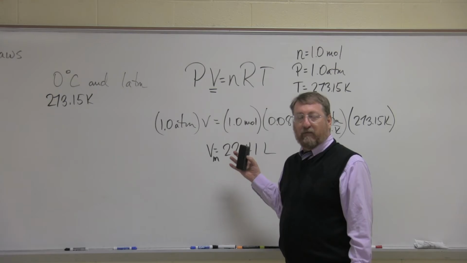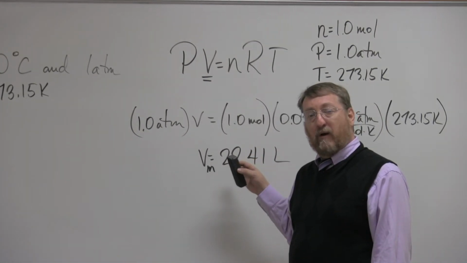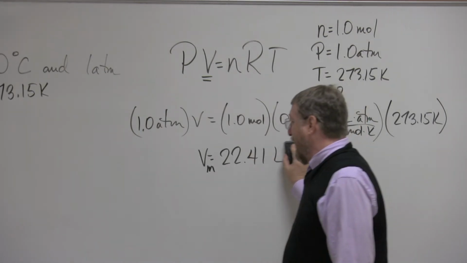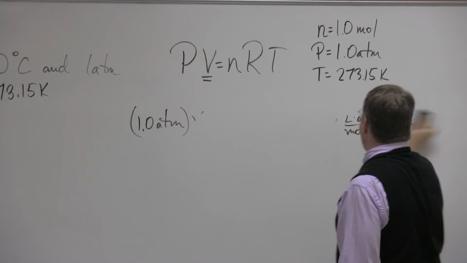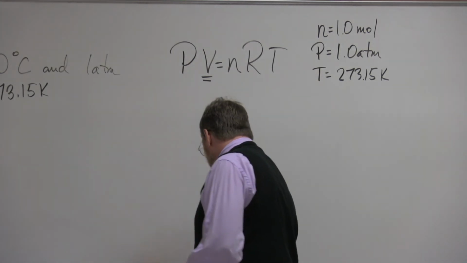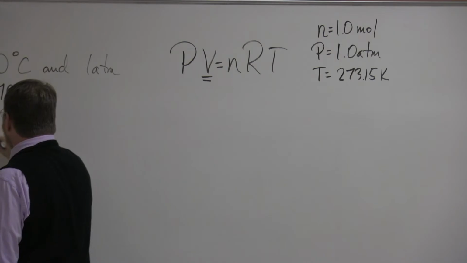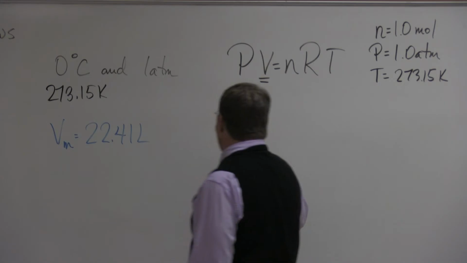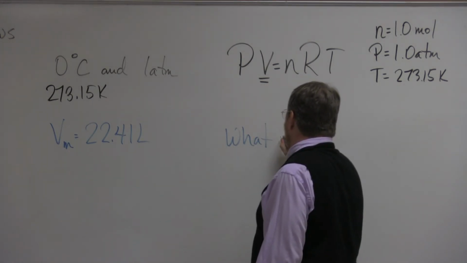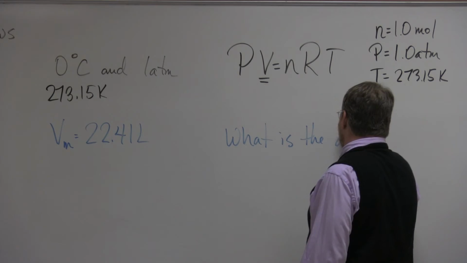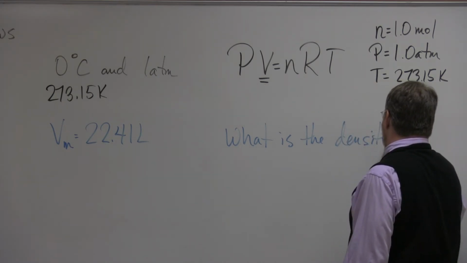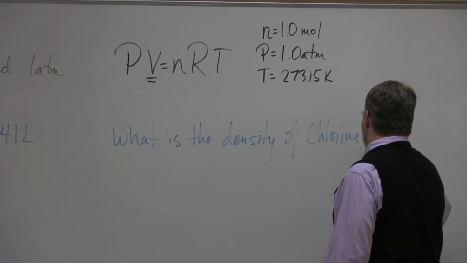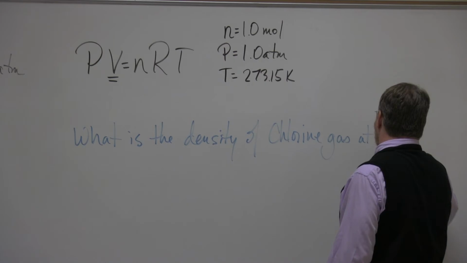So now let's see how we use STP. There's a lot of ways that we can use the molar volume once we know it. So if we said, okay, let's figure out the density of a specific gas at STP. Well, since I know the molar volume is 22.41, I'm going to just write that over here. The molar volume equals 22.41 liters. Then I can ask, what is the density of chlorine gas at STP?